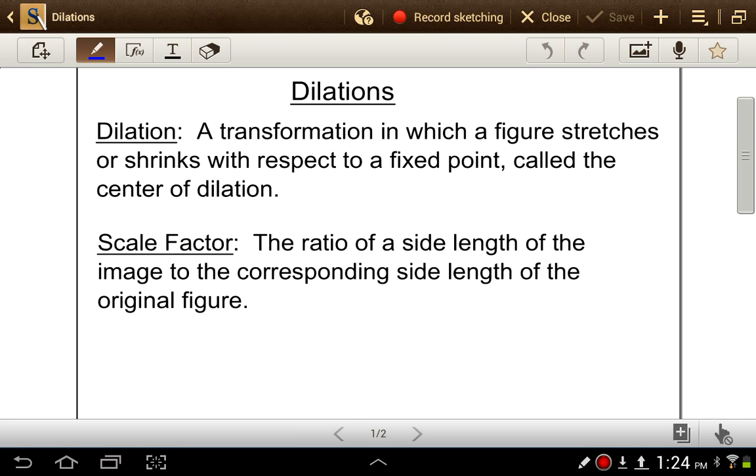So basically what you're going to do in this one is you're going to be multiplying. And you can multiply by numbers greater than 1, which will enlarge the shape, or numbers less than 1, which will shrink the shape. And the number that we multiply by is called the scale factor. And that is the ratio of a side length of the image to the corresponding side length of the original figure. So what we're doing in the scale factor is I'm telling you what you're multiplying by. This is actually quite easy to draw dilations. Probably you'll find this easier than our rotations formula from yesterday.